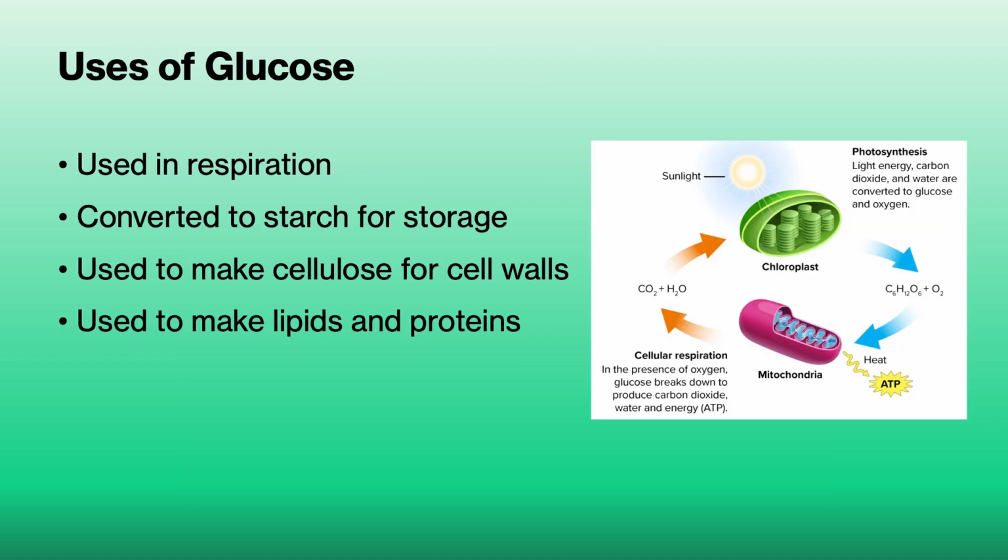The glucose produced during photosynthesis is very important for the plant. Some glucose is used immediately in respiration to release energy. Excess glucose can be converted into starch for storage. Glucose can also be used to make cellulose for cell walls, lipids for energy storage, and proteins for growth, which require mineral ions like nitrates.